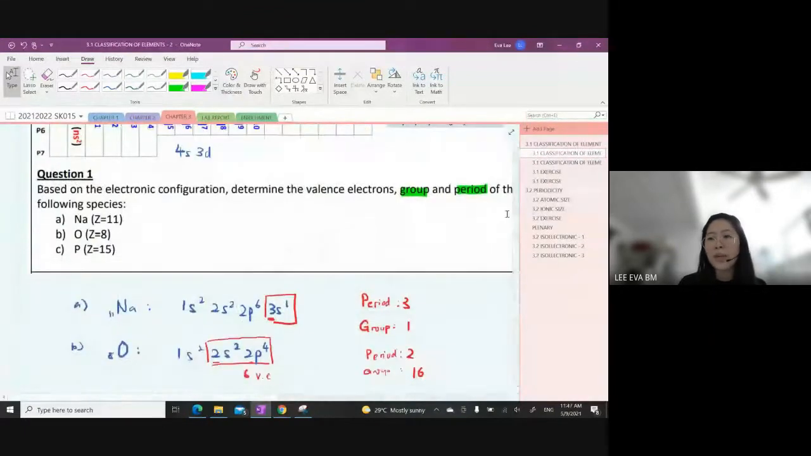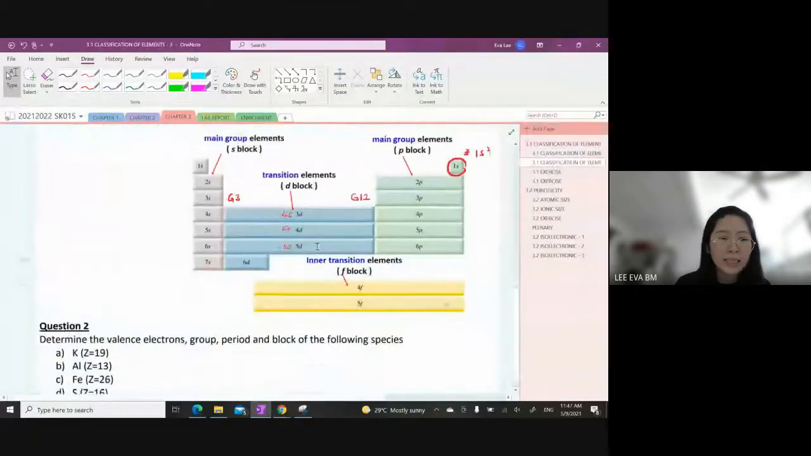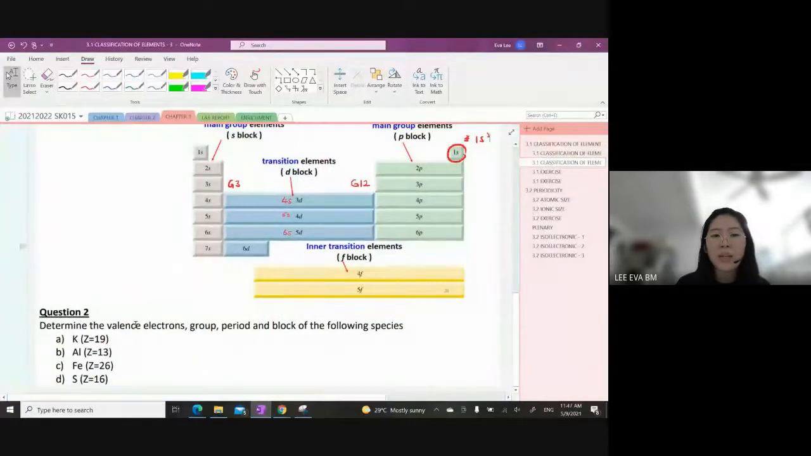Okay, so we try a little bit of exercises. Question 2: determine the valence electron. In this case, we have 4 things to identify: the valence electron, the group, the period, and the block of the following species.